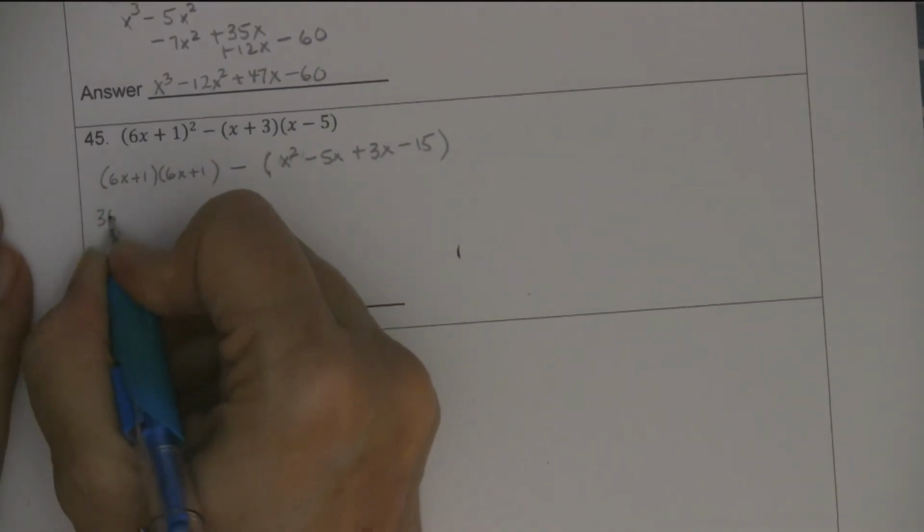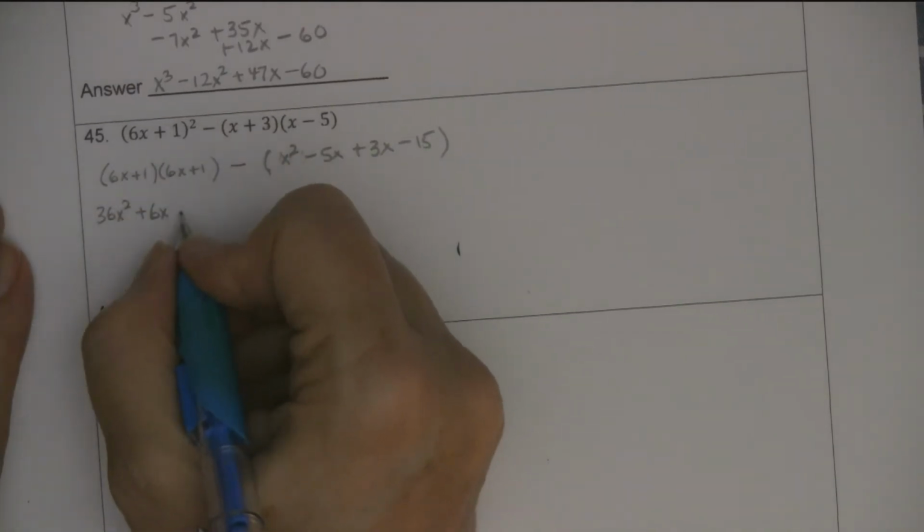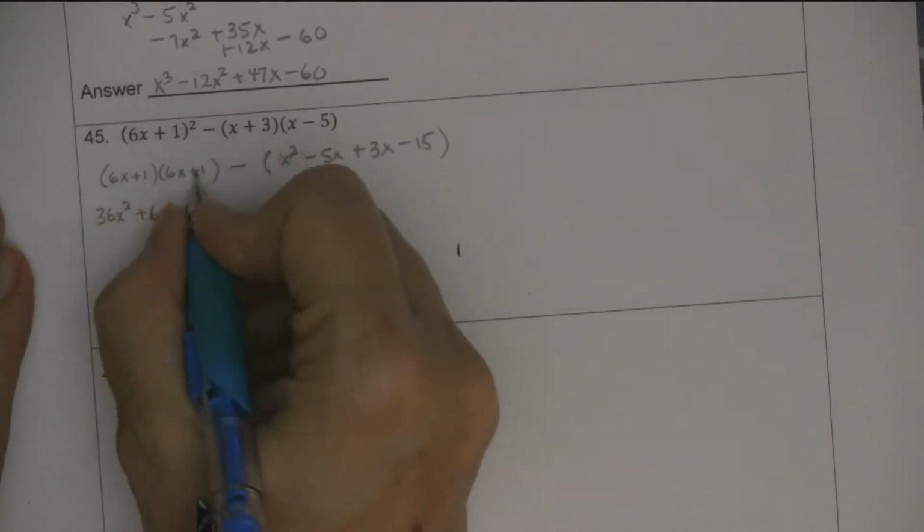So that's negative 15. Okay, I'm going to FOIL this while I'm here. So that's 36x to the second. Do you guys hear that? Root beer floats were proffered, or any other ice cream was proffered.